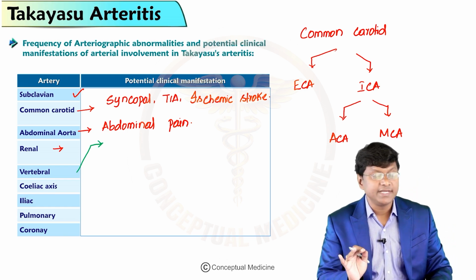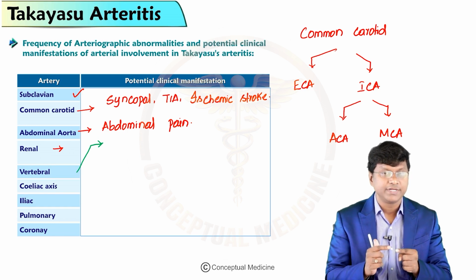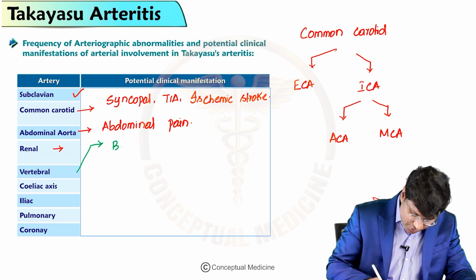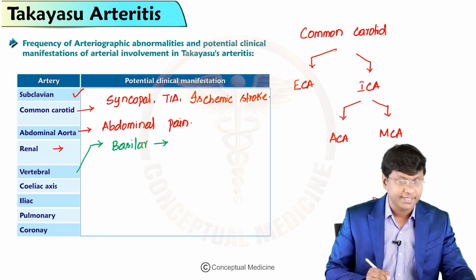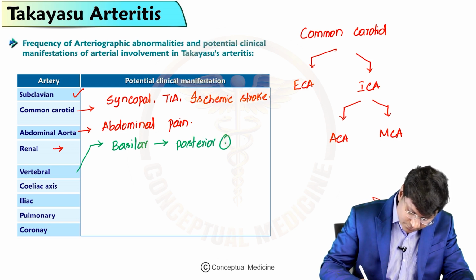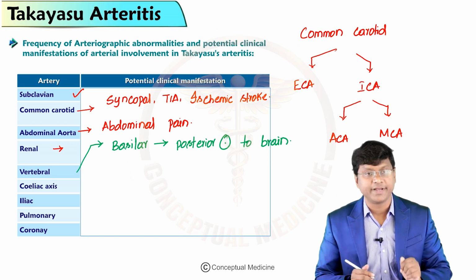Then after having discussed the involvement of the renal artery, the next important one is the vertebral artery. See, the vertebral artery is a branch of the subclavian artery, and the two vertebral arteries will unite to form the basilar artery. And this basilar artery will give rise to the posterior circulation to the brain.